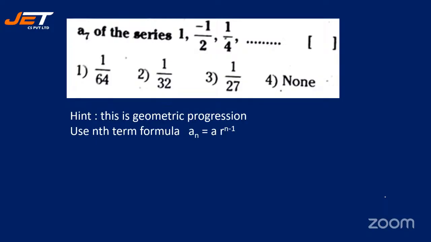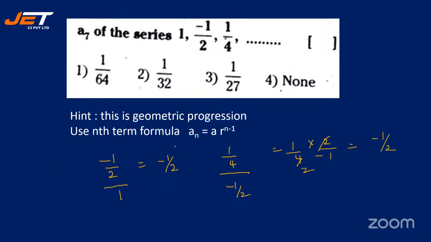But one thing is you are getting fractions. Even an AP can be in fractions, no doubt. But all the more it looks like a GP, isn't it? So how do you check whether the given terms form a GP? It should be T2 by T1, so T2 by T1. Anything by 1 is the same. Next, T3 by T2: 1/4 into 2/-1. So it is -1/2. So the given series forms a GP, right?